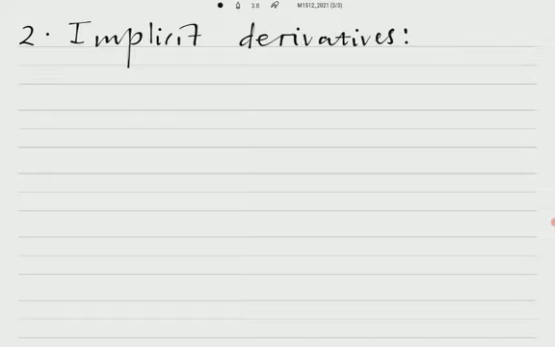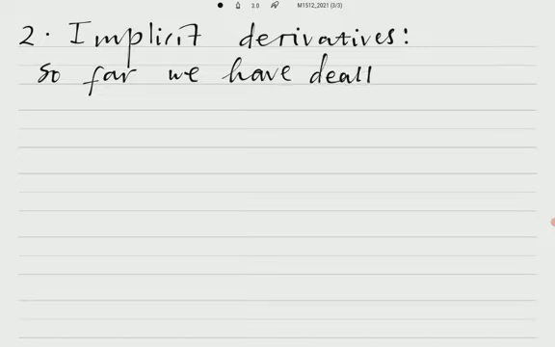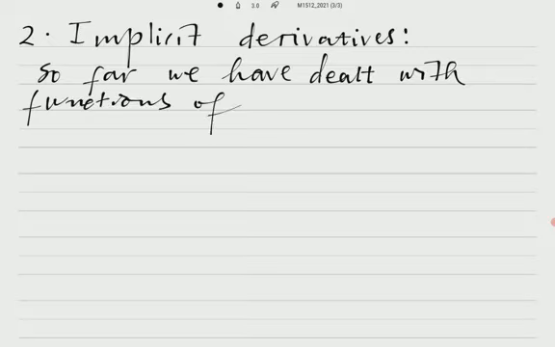So what are we used to? So far we have dealt with functions of the form y is equal to f of x. But this is not always the case.